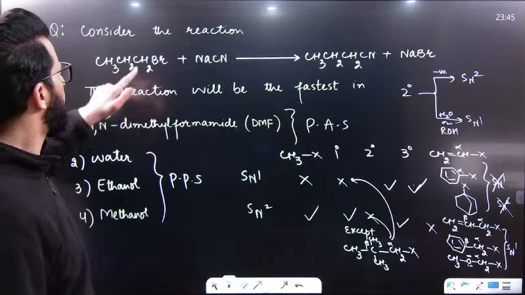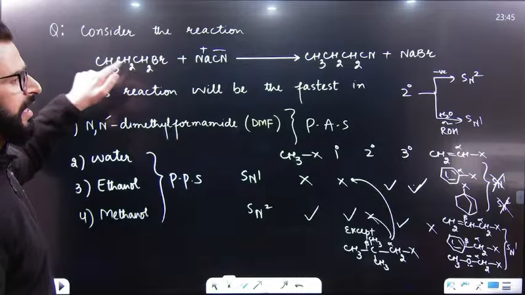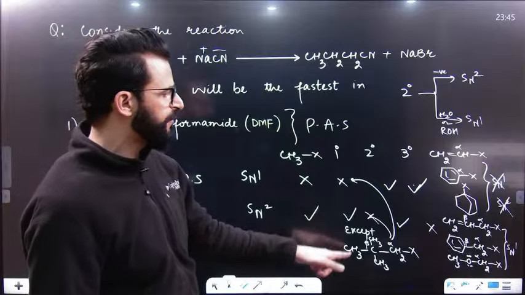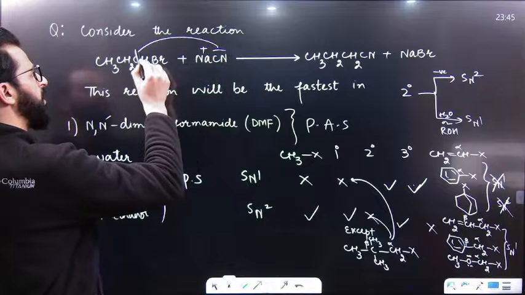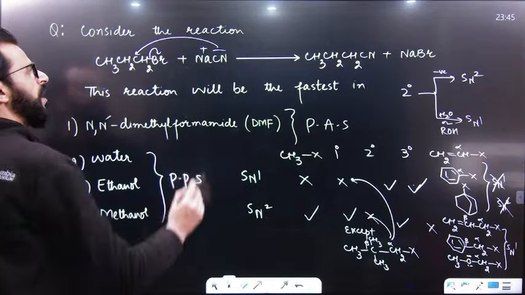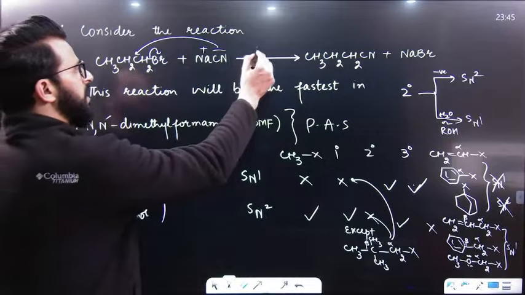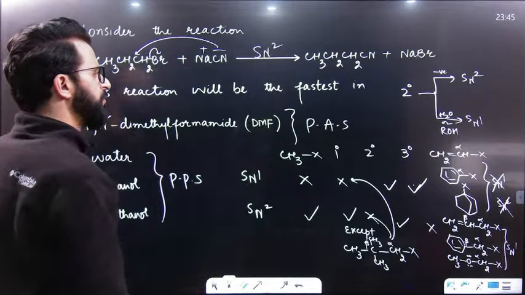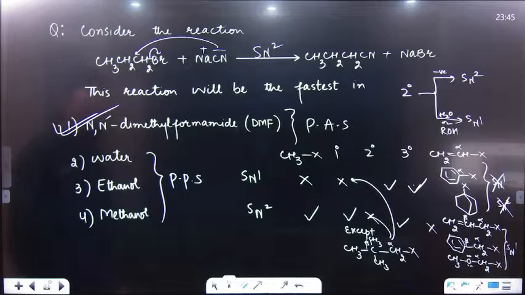Okay, now come on. This is Na+ CN minus. This is a 1 degree alkyl halide. A 1 degree alkyl halide generally prefers SN2. And second, this is a stronger nucleophile. It simply attacks over here and Br will be lost. So this will be the product. As this is an SN2 reaction, it will be favored by polar aprotic solvents.